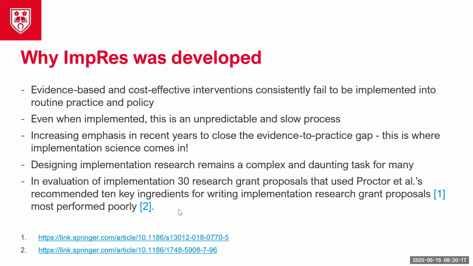And this looked at Enola Proctor's 10 key ingredients that were suggested as important to consider when writing implementation research grant proposals. And the study evaluated the quality of 30 grant applications submitted to a call for implementation science and found that most of these proposals performed poorly on most of the 10 criteria. So, for example, 2/3 of the proposals incorrectly described intervention as an implementation strategy, and a similar number didn't describe or consider implementation science-related outcomes or how these could be linked to the objectives.